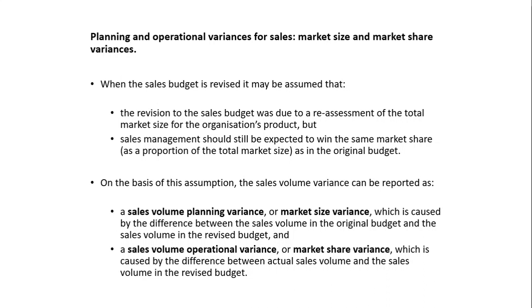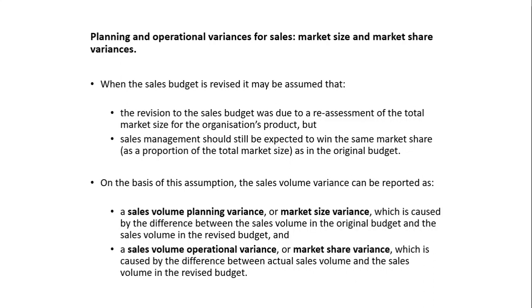It says when the sales budget is revised, it may be assumed that the revision to the sales budget was due to a reassessment of the total market size for the organization's product, but the sales management should still be expected to win the same market share, that is, the proportion to the total market size as in the original budget. So, what it basically means here is if your market size is increasing or decreasing, you will need to revise your budget accordingly, and this will be your planning variance. But based on your new revised budget, you should be able to achieve that. Whatever you overachieve or underachieve, that is going to be your operational variance.